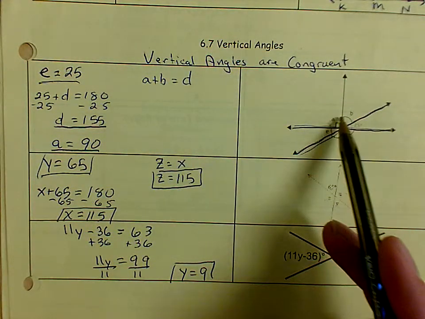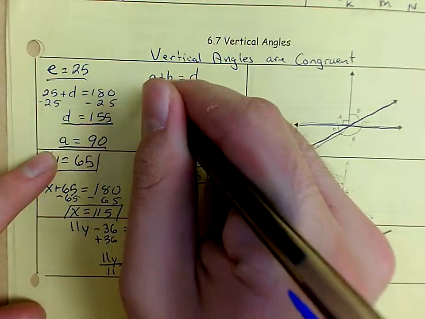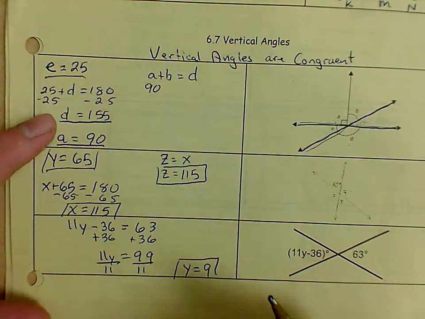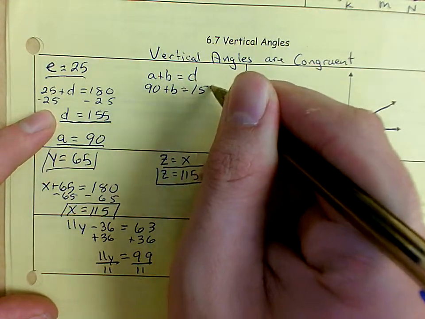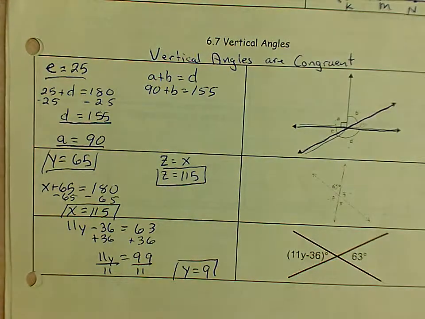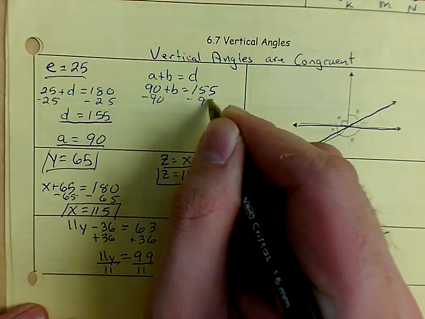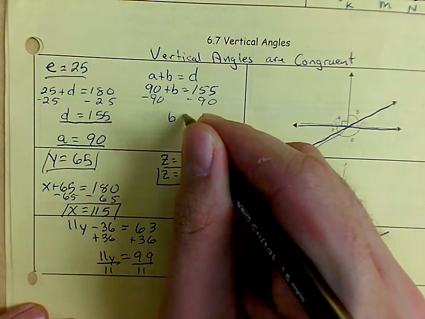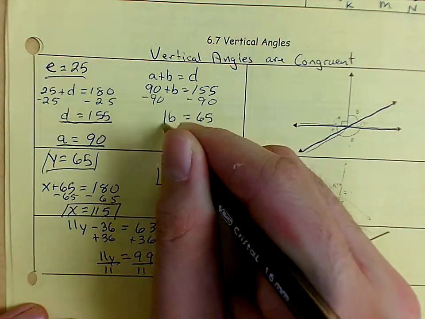So these two are going to equal this one. I know what A is. A is 90. I know what D is. D is 155. So now I can solve for B. Subtract 90 from both sides. And I get B is equal to 65.